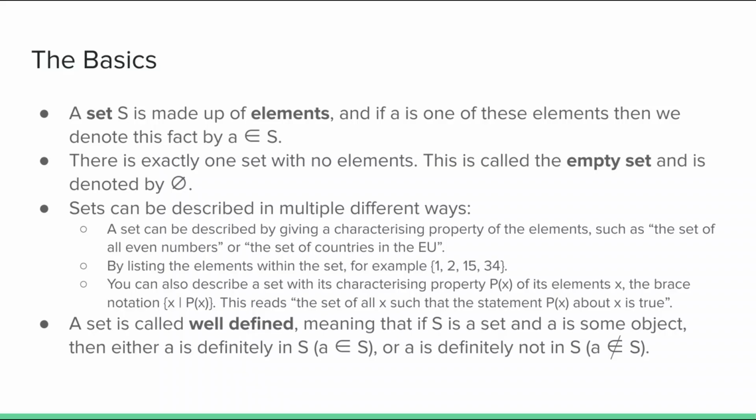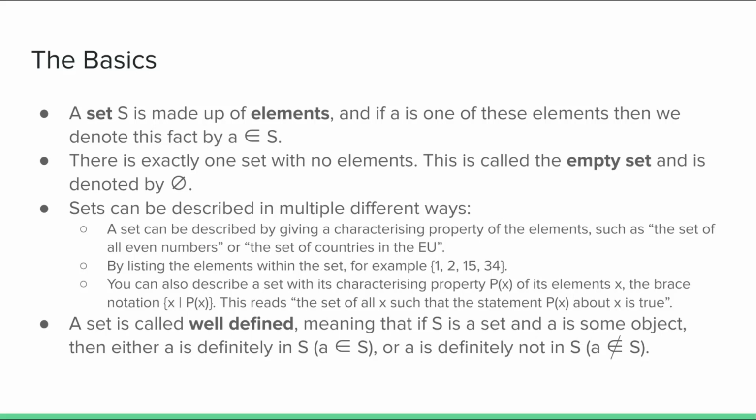So the basics. We know that a set is made up of elements or objects. That could be anything from numbers, 1, 2, 3, A, B, C, whatever. It could be countries, it could be whatever. Just a set made of elements. If one of these elements, A, is in the set, then we can denote it by this symbol here. So A is in the set S. That's what that symbol means.